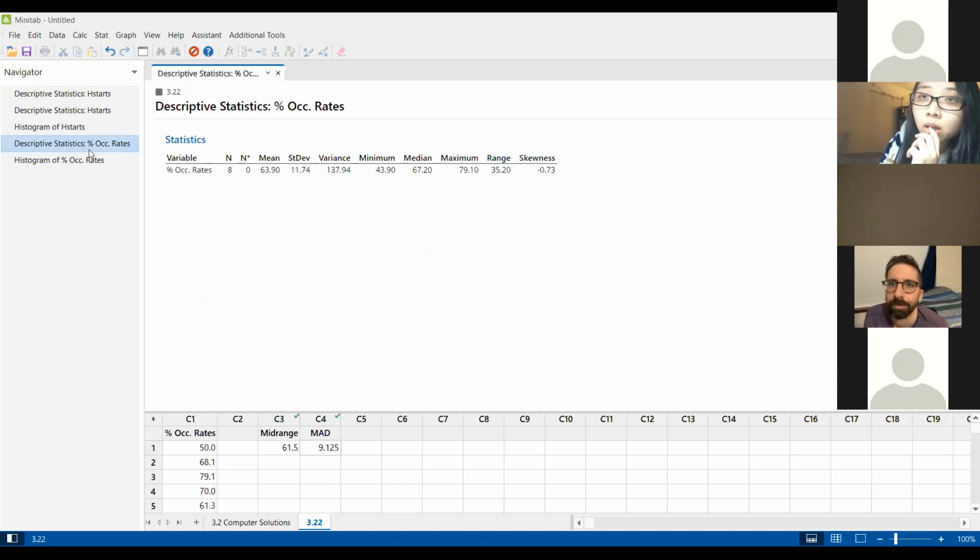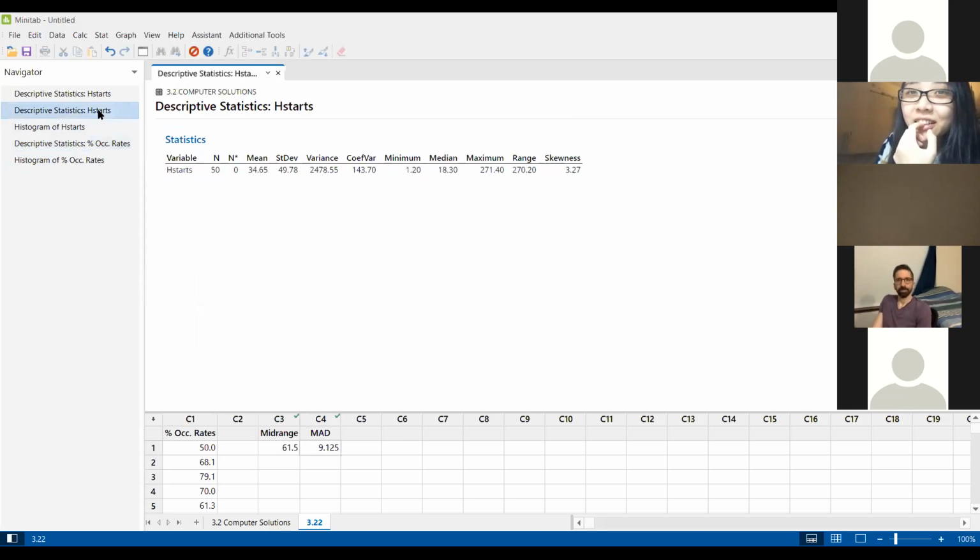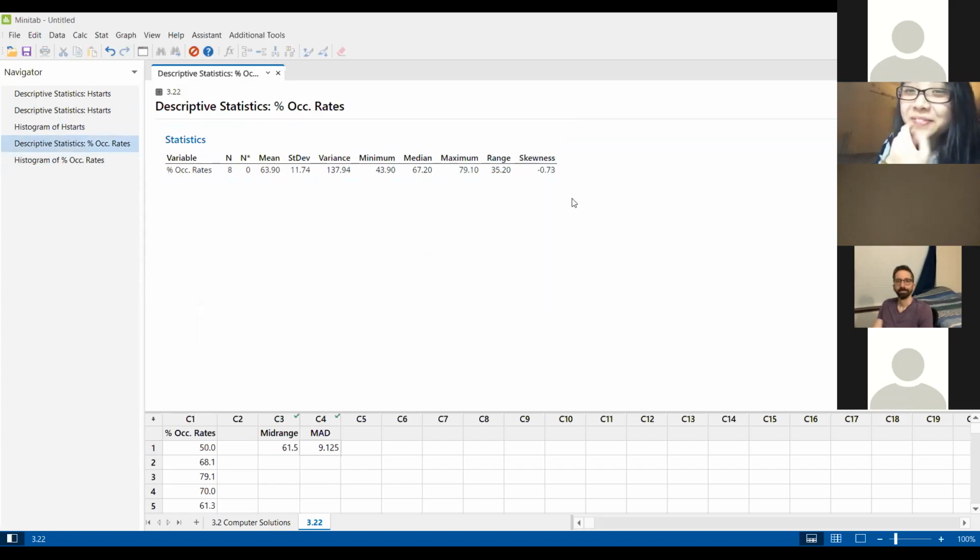Han, you didn't catch me making that mistake. I had the wrong one up here. This is the one, this is the occupancy. I was looking at the wrong one, housing starts, and this is the occupancy rate. So anyway, this is the correct one.